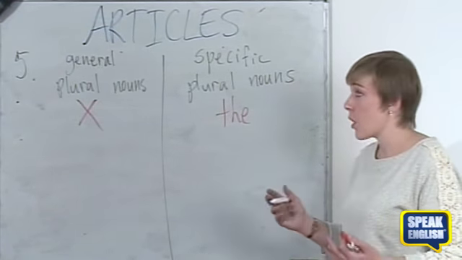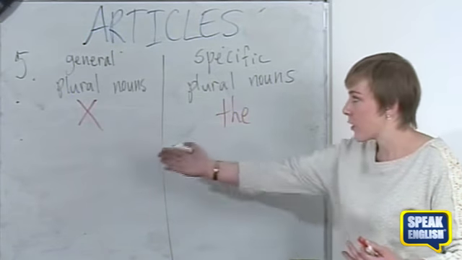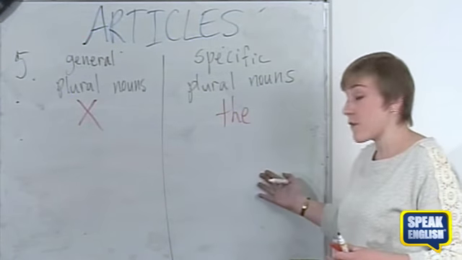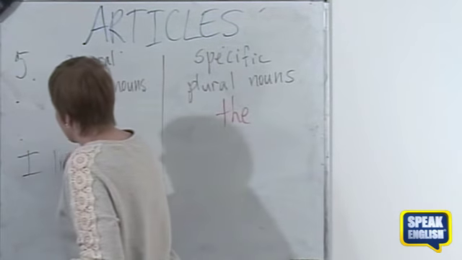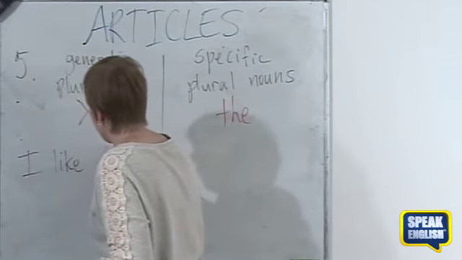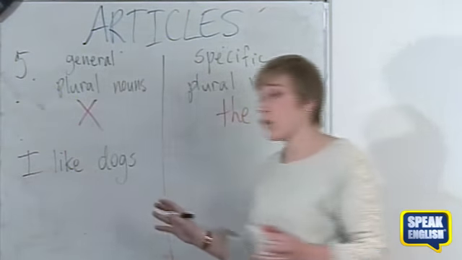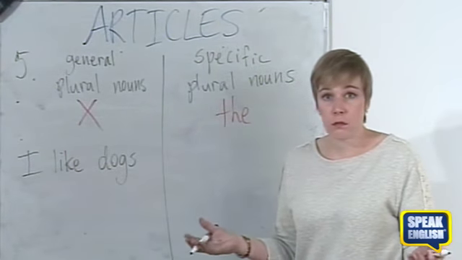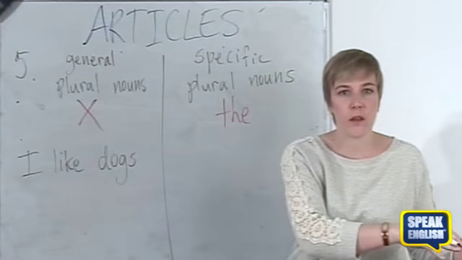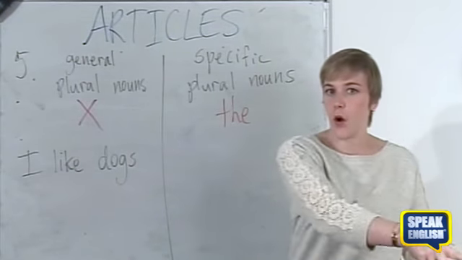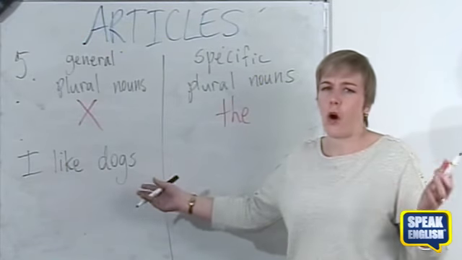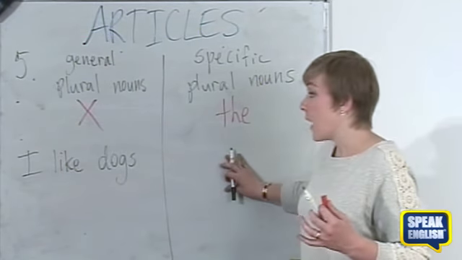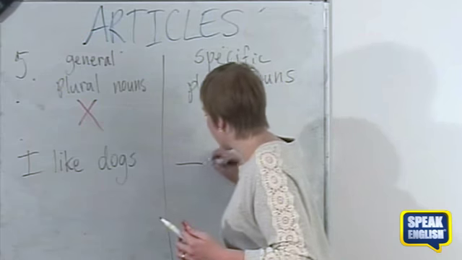So for example, let's talk about the difference between a general plural noun and a specific plural noun. For example, I like dogs. Which dogs? Are there dogs here? Are the dogs outside? Did you tell them these dogs or those dogs? No, we're being very general. You like all dogs, any dogs. But I can change the sentence.